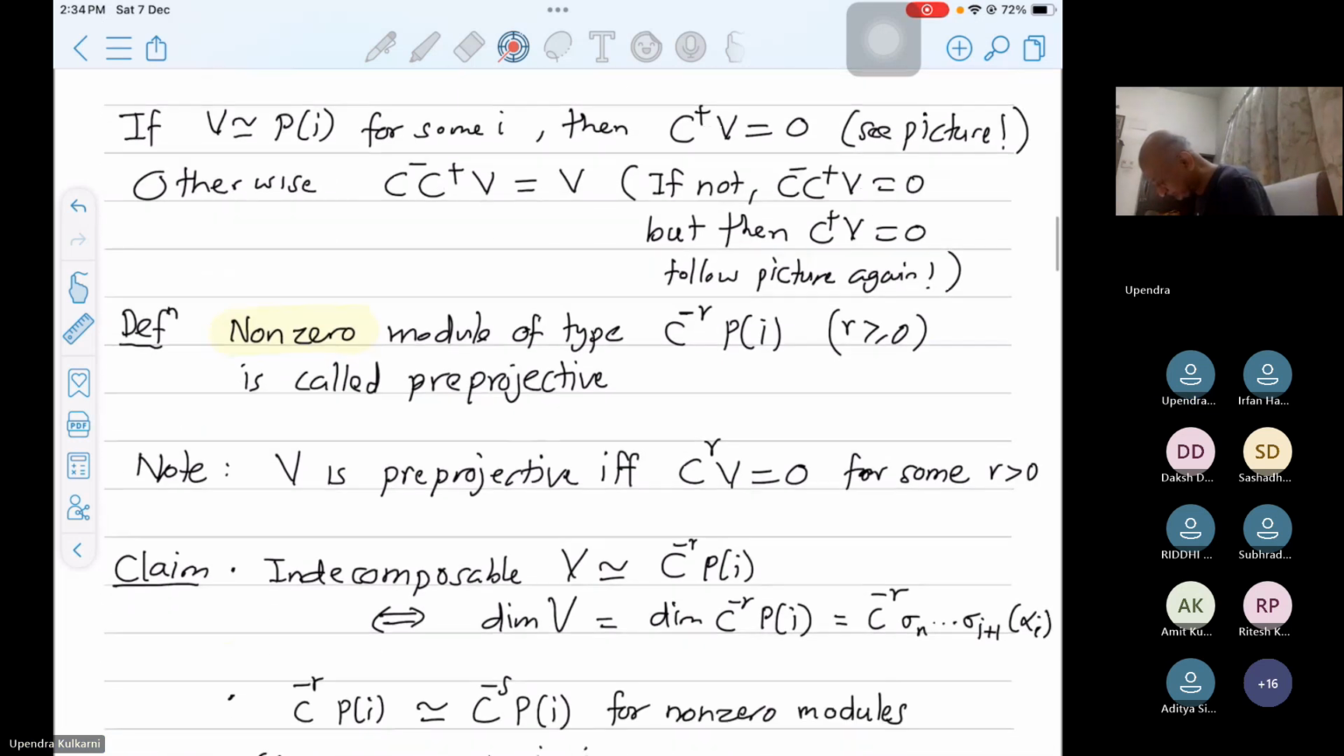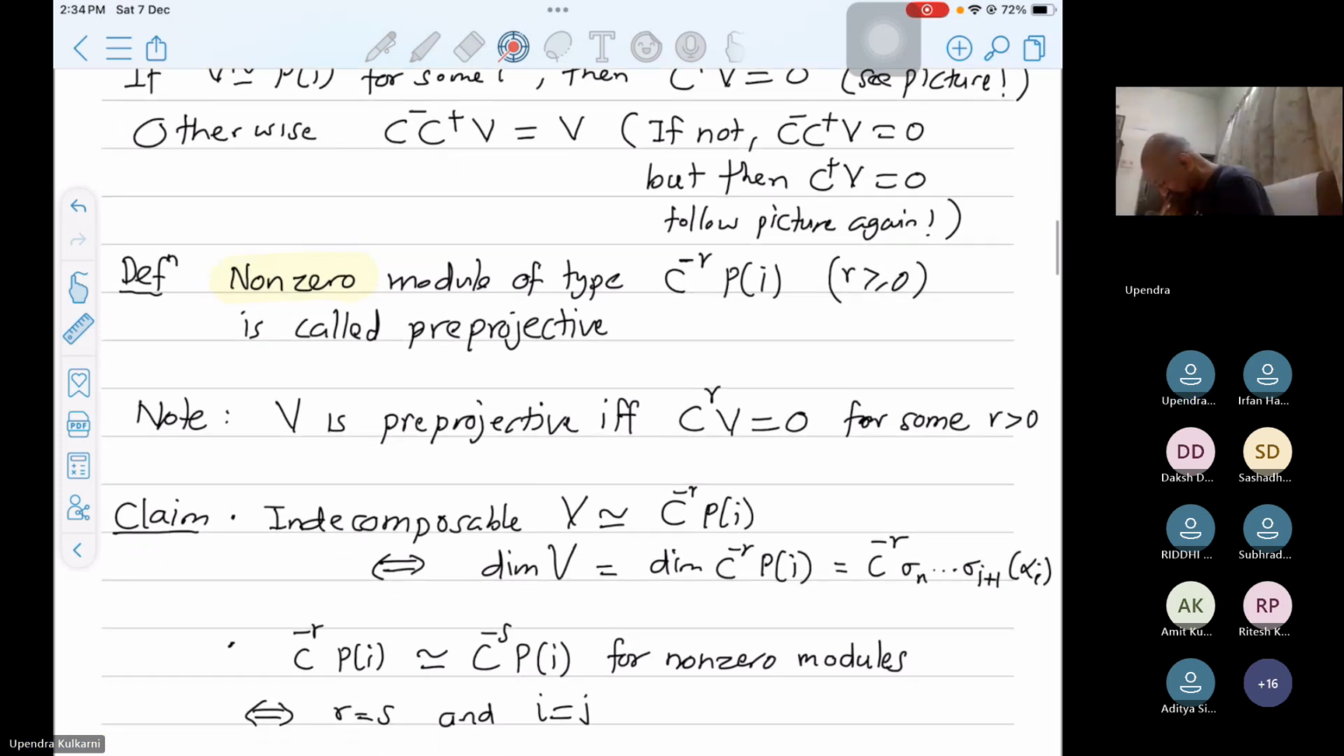All right. Now, okay. So this claim is going to be useful for us. What does this say? This is a detection criterion for a preprojective in terms of its dimension. So what it says is that if I'm given an indecomposable V, then it is of the type C to the minus r of Pi, if and only if the dimension of it matches the dimension.